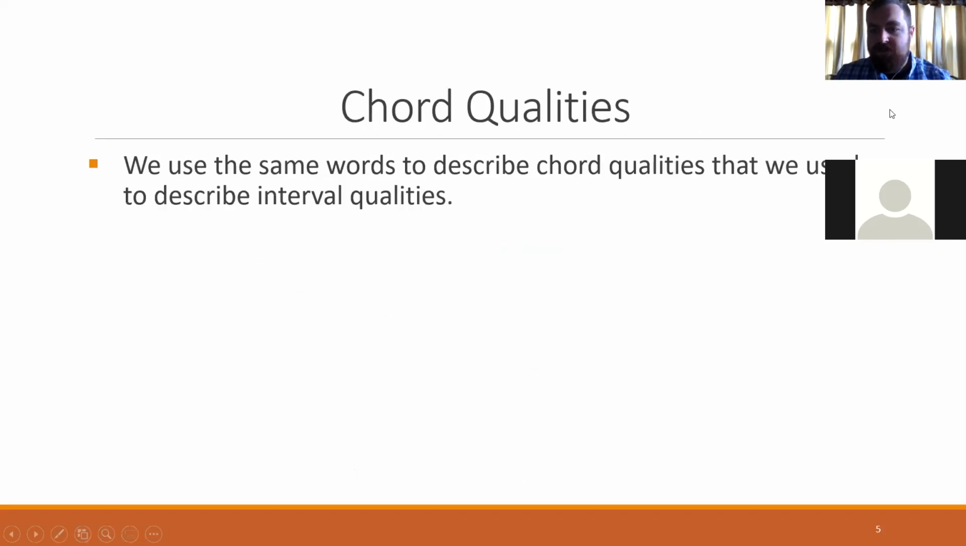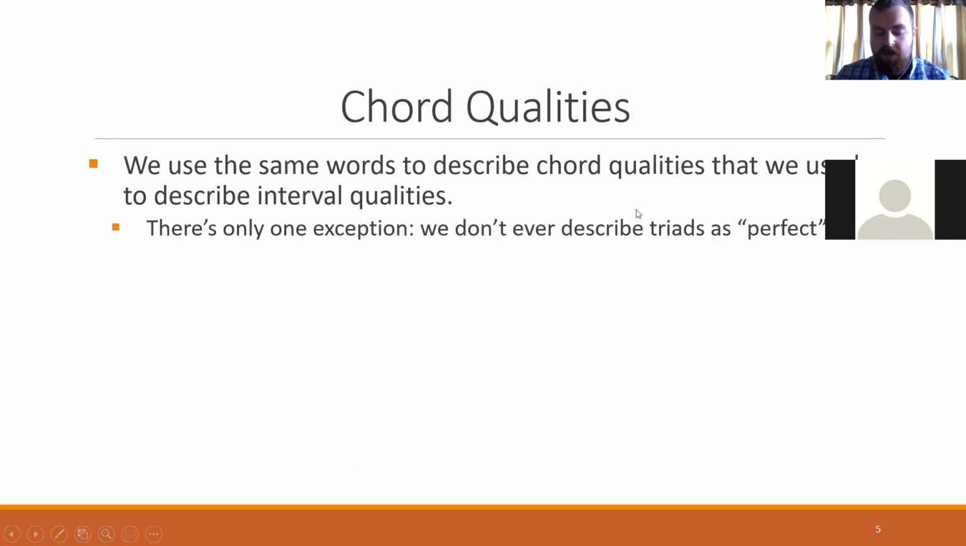So we use the same words to describe chord qualities that we used to describe interval qualities. The only exception is perfect. We don't have a perfect triad. That doesn't exist. Perfect is something only we use for intervals. However, we will say diminished chord, augmented chord, major chord, minor chord. Those are all fair game now.